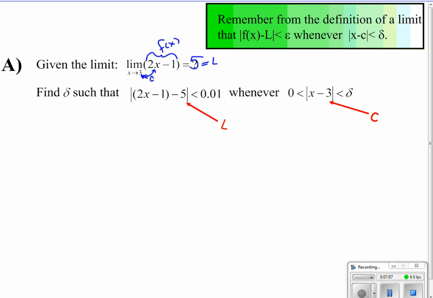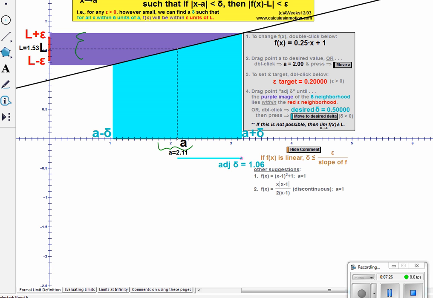The problem says find delta such that the absolute value of the function minus the limit, f of x minus the limit, is less than epsilon. And they gave us a value of epsilon. They want it to be 0.01. So on this, we're kind of working backwards. We're saying we want to guarantee some output in this range. Matter of fact, we're going to let it be 0.01 distance above the expected L value, and 0.01 below the expected L value.